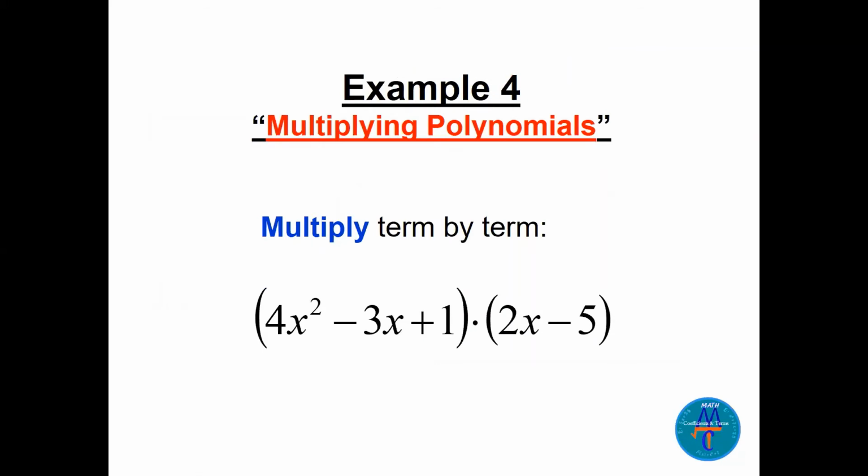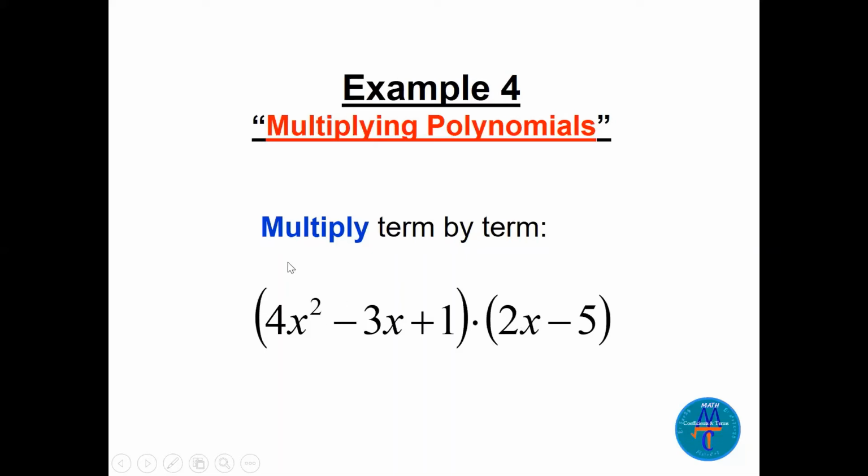Now let's multiply, example 4. We say multiply term by term. Easy to multiply. Remember, when you multiply terms and you have the same base, you add the power. So we have here a binomial, here 3 terms, and here we have 2 terms. 4x squared minus 3x plus 1 multiplied by 2x minus 5.